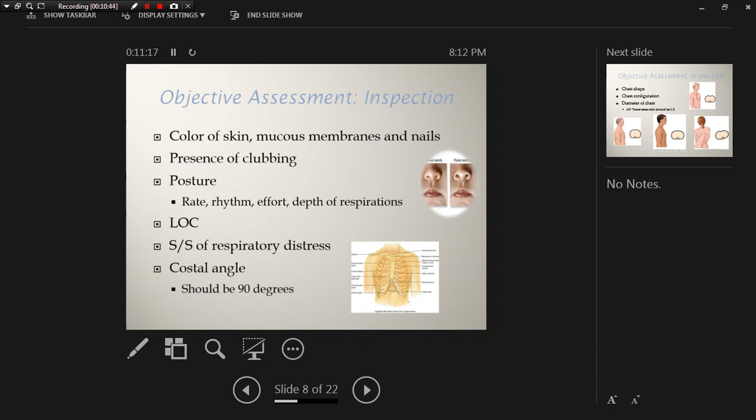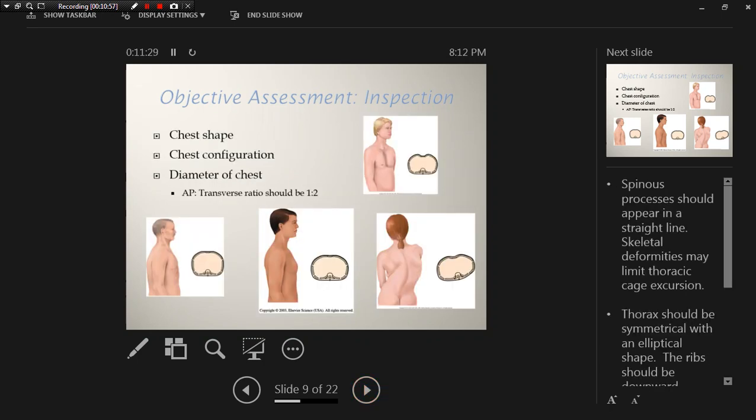Signs and symptoms of respiratory distress. And we talked about the costal angle. It should be less than 90 degrees. And so usually if it's greater, we think of overinflated lungs. So that kind of leads us into chest shape, configuration, the diameter of the chest. This middle picture here is a very appropriate looking chest diameter, shape, and configuration.